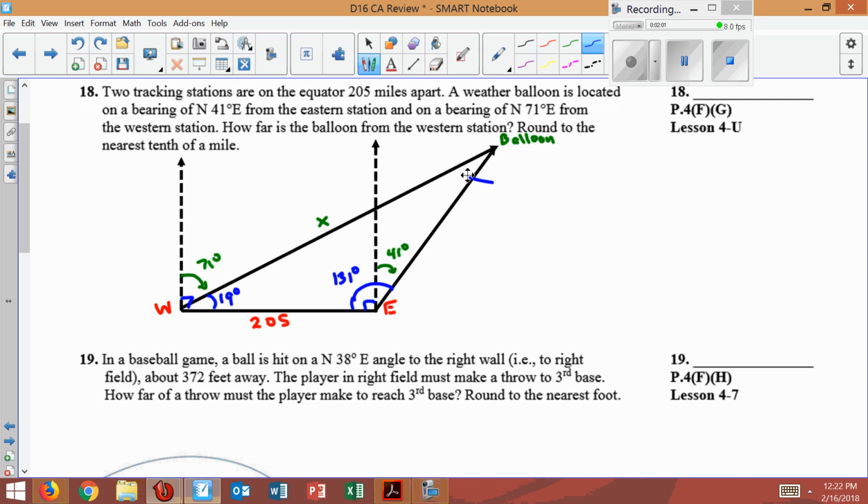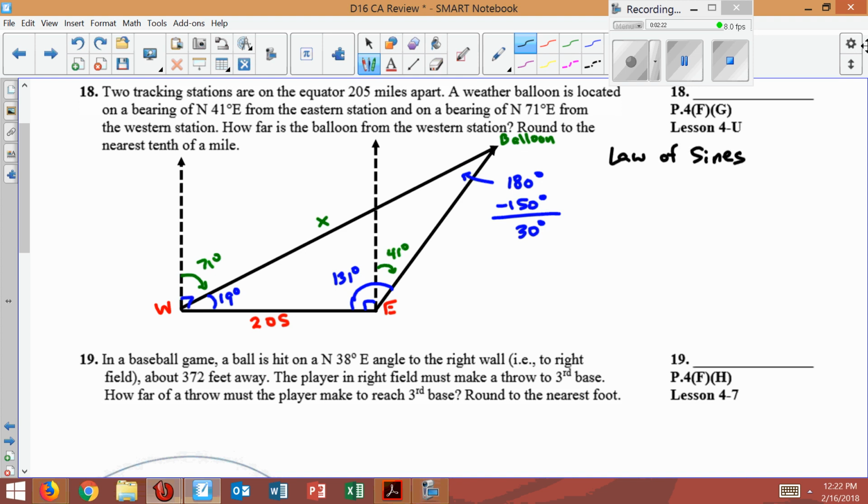Knowing that, we can now determine this angle. 19 plus 131 is 150. So if I take 180 and subtract the 150 from it, I get 30 degrees. That's this angle here. If I have all the angles, I can use law of sines.